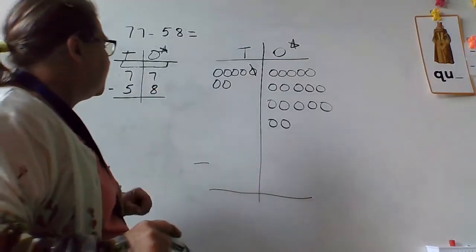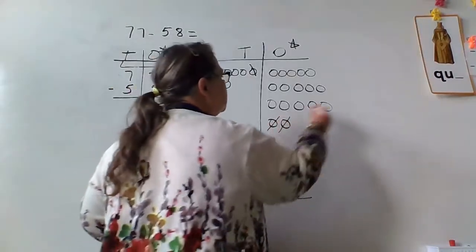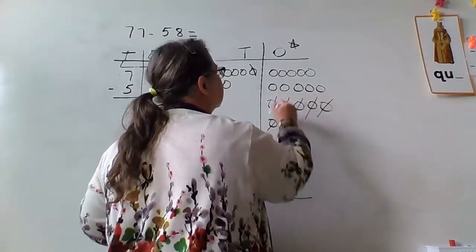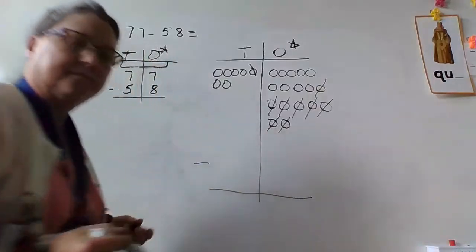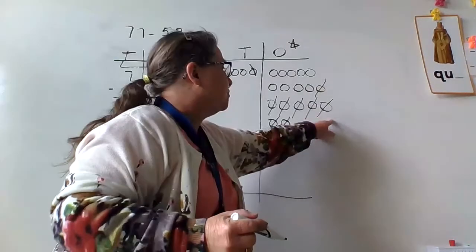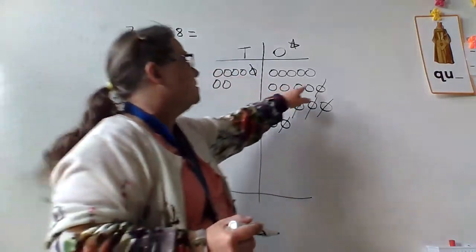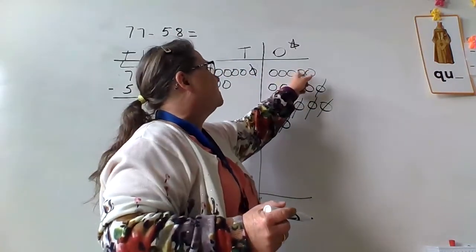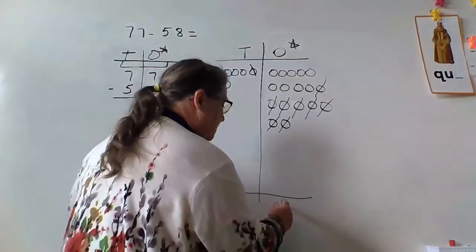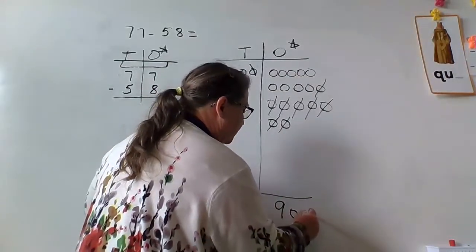And now I'm ready to take off 8. 1, 2, 3, 4, 5, 6, 7, and 8. Now I can count what's left. 1, 2, 3, 4, 5, 6, 7, 8, 9. I have 9 ones left.